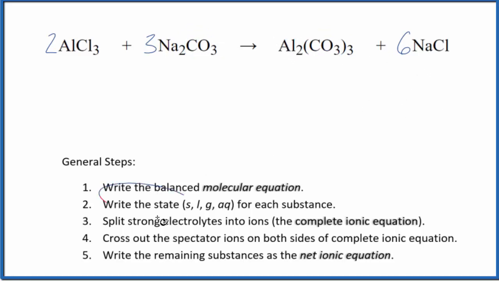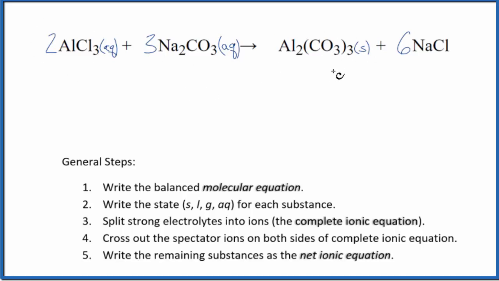Next, we can write the state for each substance. Chlorides, in general, if you know your solubility rules, are very soluble. AQ, dissolve and dissociate. Sodium compounds are also very soluble. Even though carbonates in general are not soluble, we have this sodium, it's a group 1 element. This is going to be soluble. Aluminum carbonate, though, there's our carbonate again. In general, carbonates aren't soluble. This is going to be insoluble, and because of that, we're going to write S. It's not going to dissolve, it's going to be a solid.